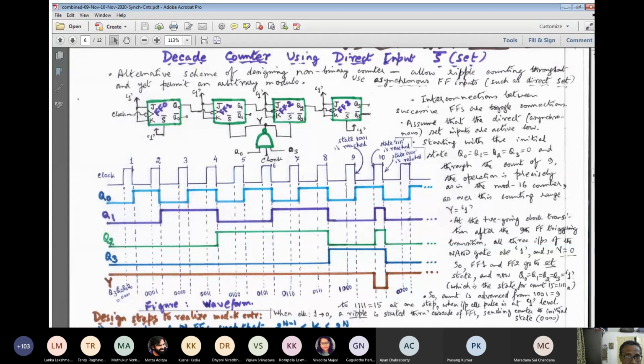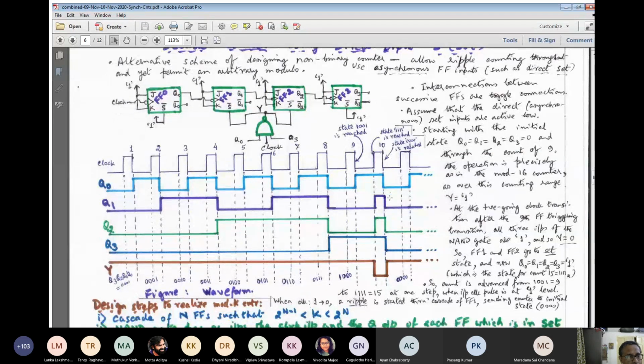So the interconnections between the successive flip-flops are toggle connections. Assume that the direct or asynchronous set inputs are active low; that's why we have written S bar. Starting with the initial state, you have put a 3-input NAND gate whose output is symbolized as Y, capital Y, and that is connected to the set input of FF1 and FF2.